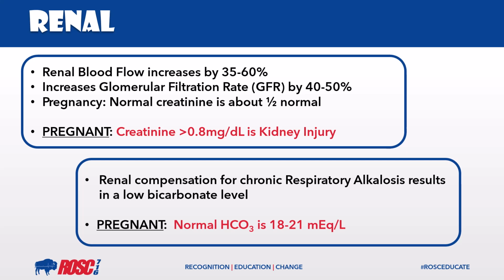Now let's move forward with some physiological changes in the renal department. It shouldn't be a surprise that if our cardiac output increases by about 50%, we have an increase in renal blood flow by just about 50%. When we increase our renal blood flow, we increase our glomerular filtration rate by about 50%. In fact, creatinine should be about half that of normal in pregnancy. That shouldn't be a surprise.